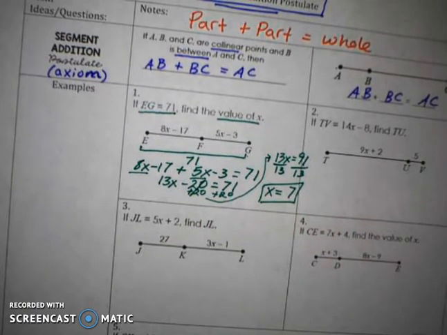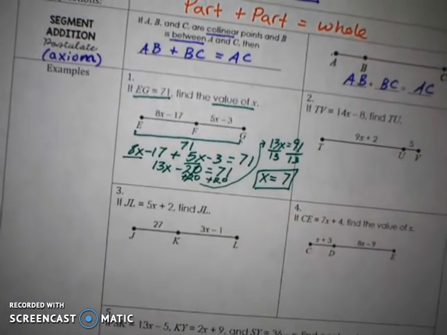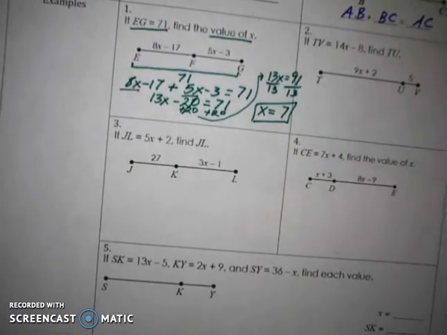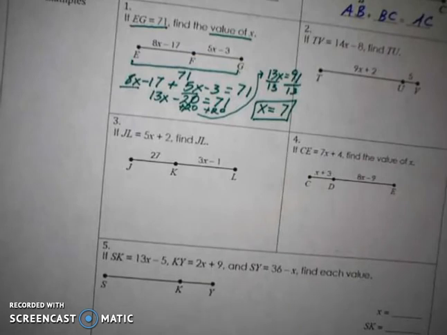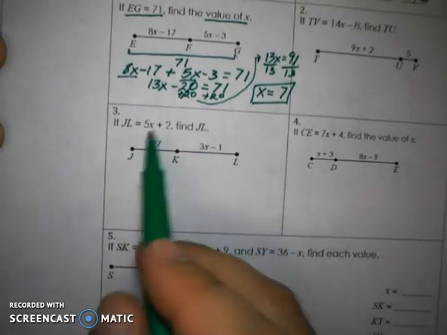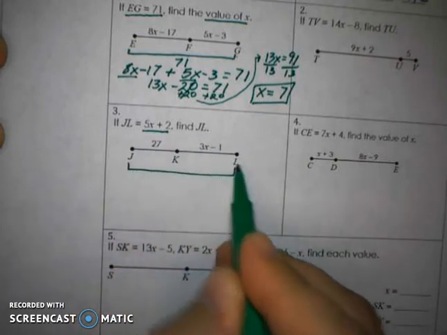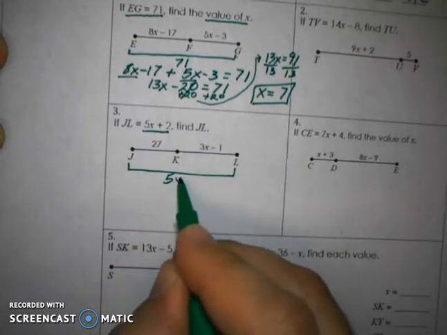We're going to skip over number 2 and come down to number 3. We're again using the idea that part plus part equals whole. So if JL is equal to 5x plus 2, the entire thing this time, the whole, is 5x plus 2.